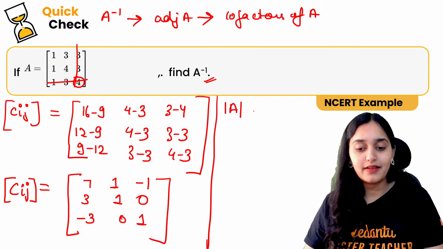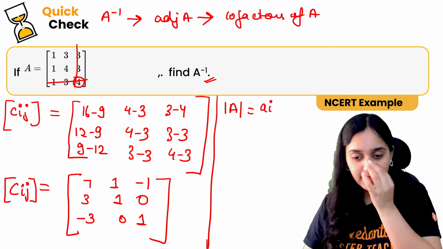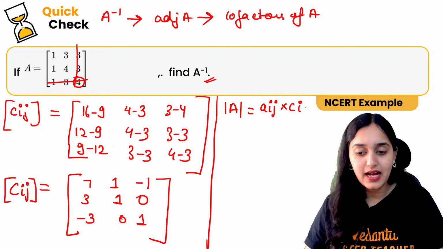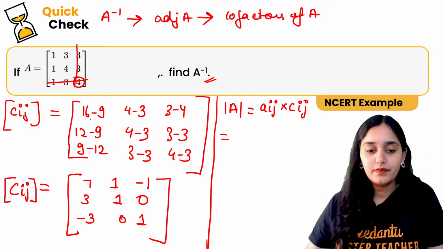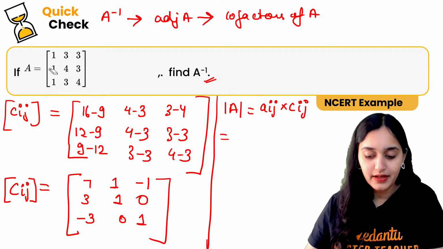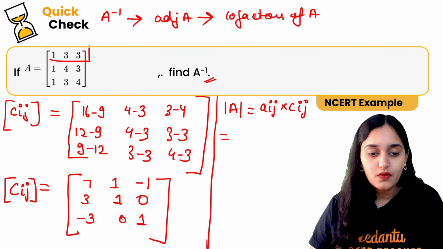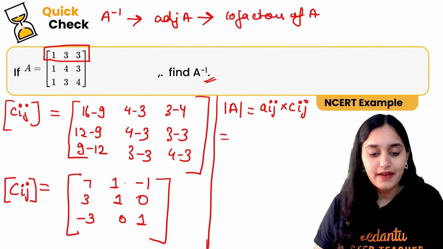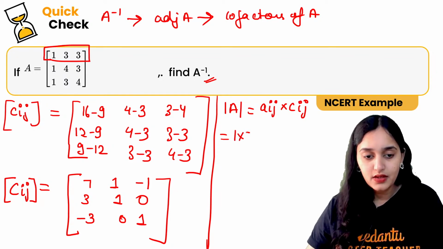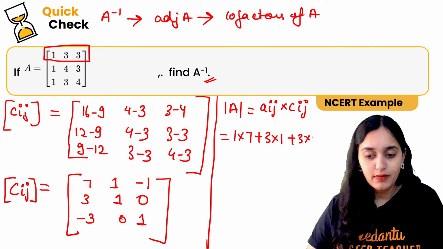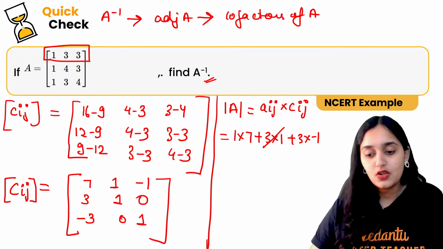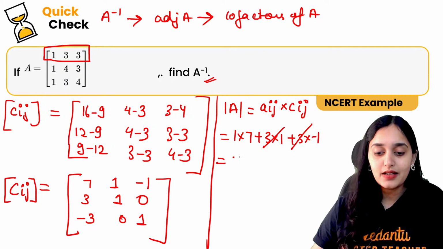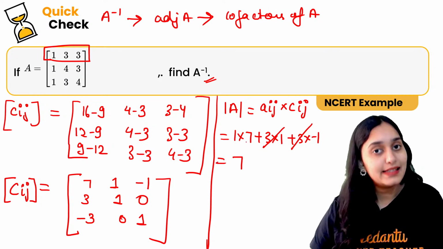Determinant of A matrix is basically Aij multiplied with Cij. Right? So take any one row. For example, I am choosing row number 1. So 1 3 3 multiplied with 7 1 minus 1. So 1 into 7 plus 3 into 1 plus 3 into minus 1. So 3 into 1 and 3 into minus 1 cancel. The determinant is coming out to be 7.